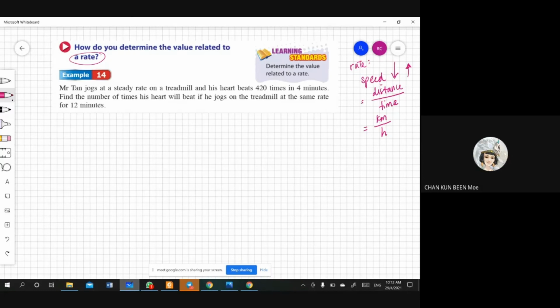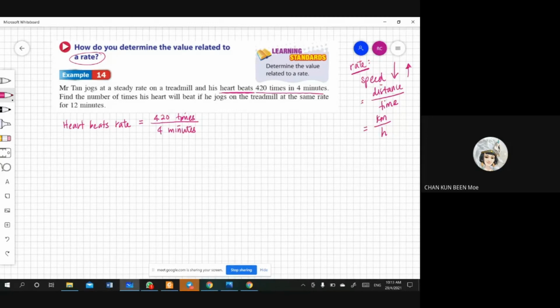Nice one. So now, can you identify the rate involved in this question? What is the rate that involved? It's actually the heartbeat. Okay, so we can write down heart beats rate, or you can write down heart rate also can. So it is 420 times in 4 minutes. Now we are going to write down in the form of ratio. So it will be 420 times over 4 minutes.